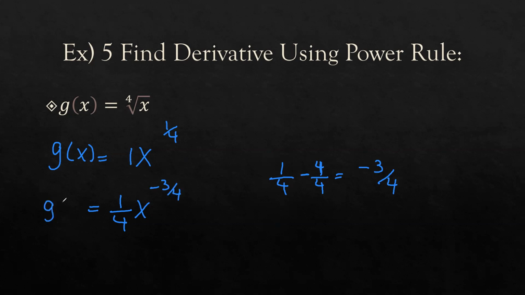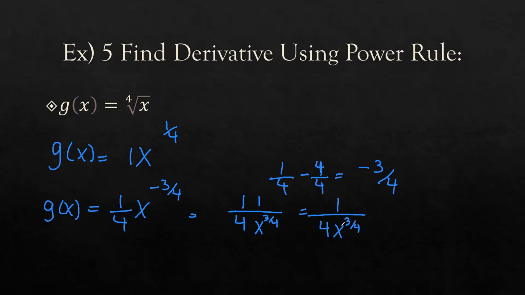So you could simplify this. Some teachers prefer it to be completely simplified. So if you want to completely simplify it, let's write it as a positive power. So it would be 1/4, and then x to the -3/4 would be expressed as a positive power, 1 over x to the 3/4. And that is going to be 1 over 4x to the 3/4.